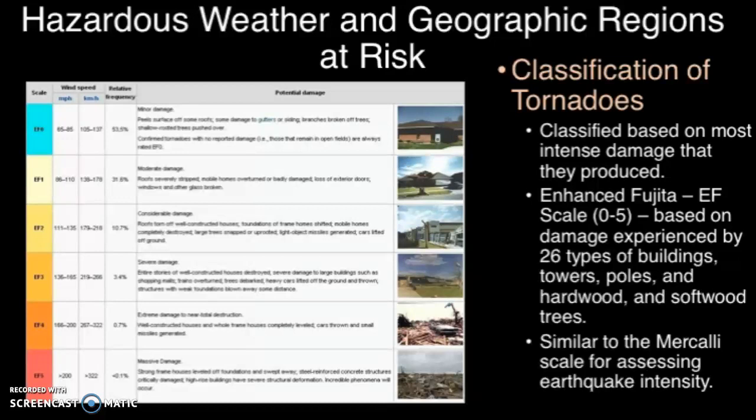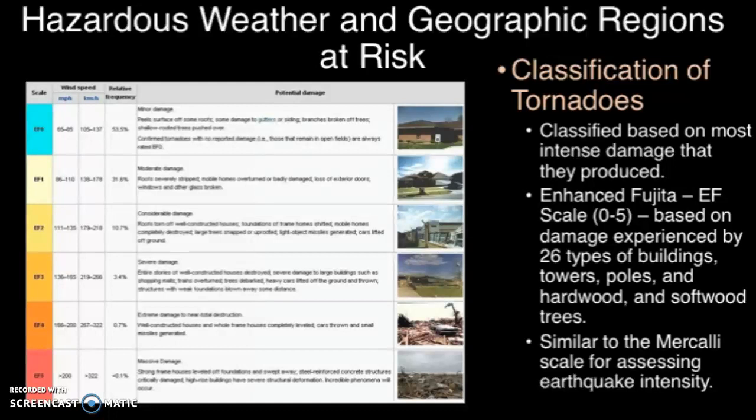In earthquake measuring, we had two different scales, one measuring pretty much how strong it was overall, and the other one based on how much damage it caused to the area. In the case of tornadoes, we just have the one scenario where it is assessed how much damage they cause to the area in which they occur.